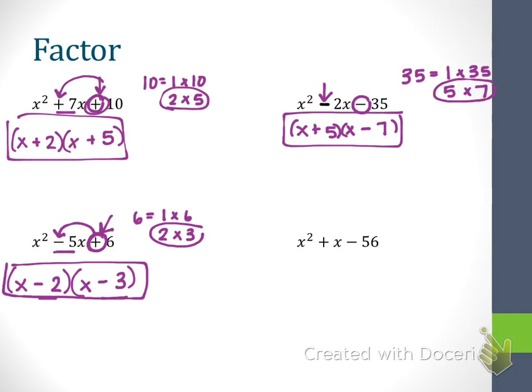Okay, now let's do the last one here. I'm going to list the factors of 56. So we've got 1 times 56, 2 times 28. Is there anything for 3? No. What about 4? 4 times 14. What about 5? No. 6? No. 7? 7 times 8. Okay? Now, we've listed all of our factors of 56.